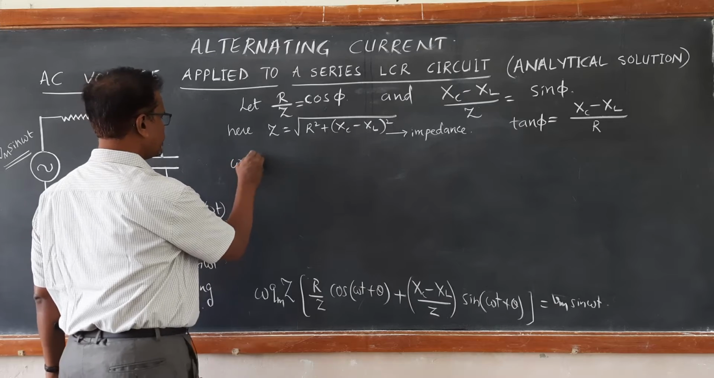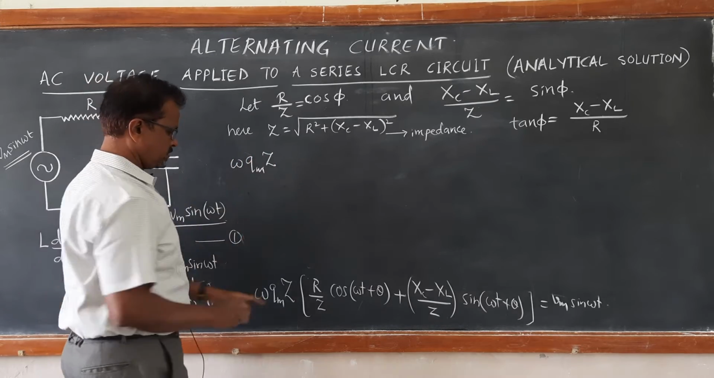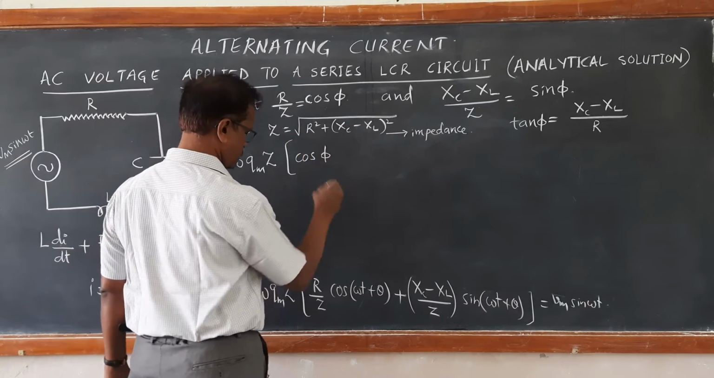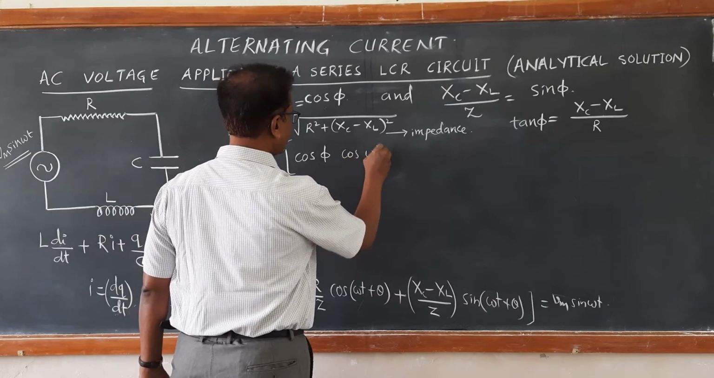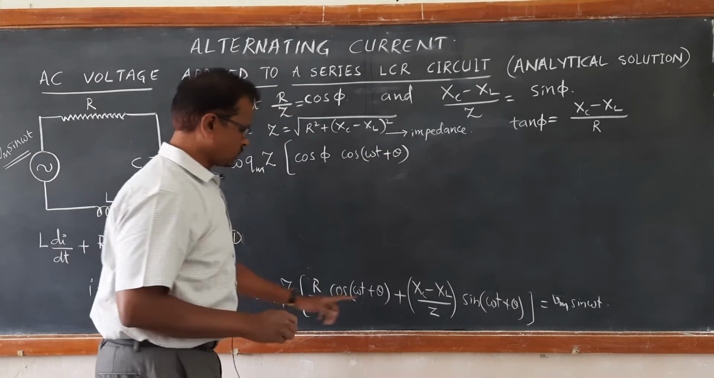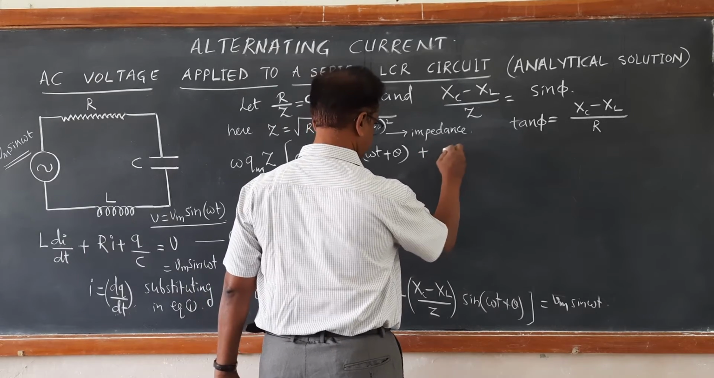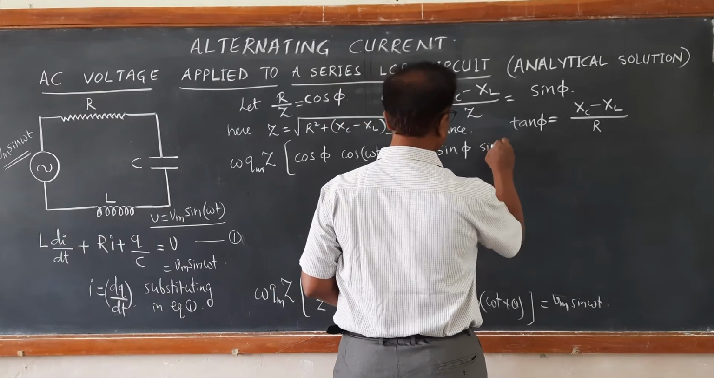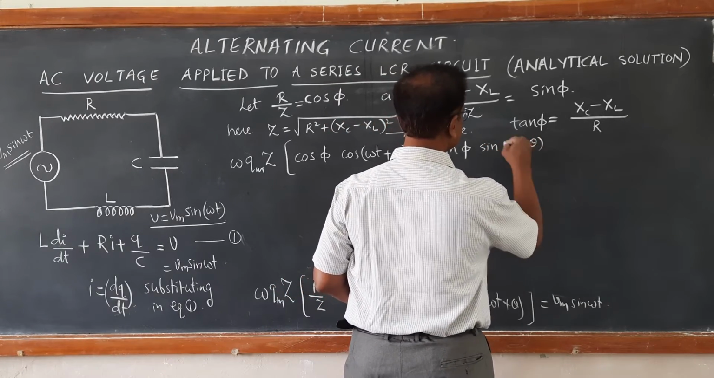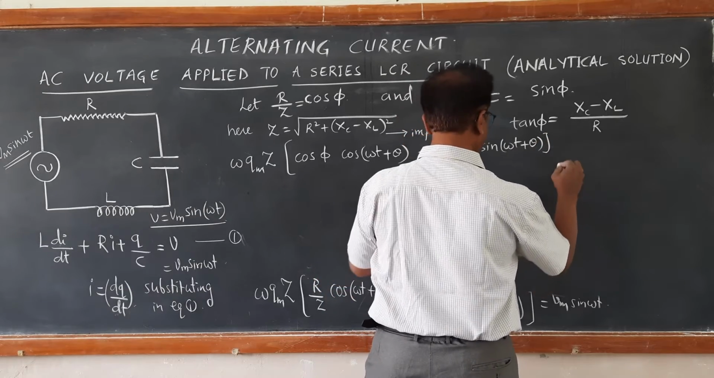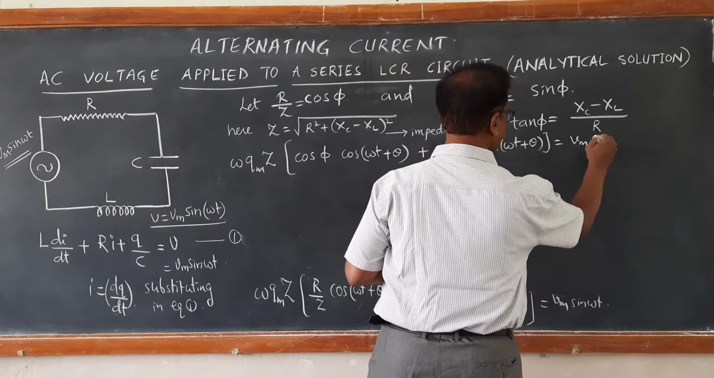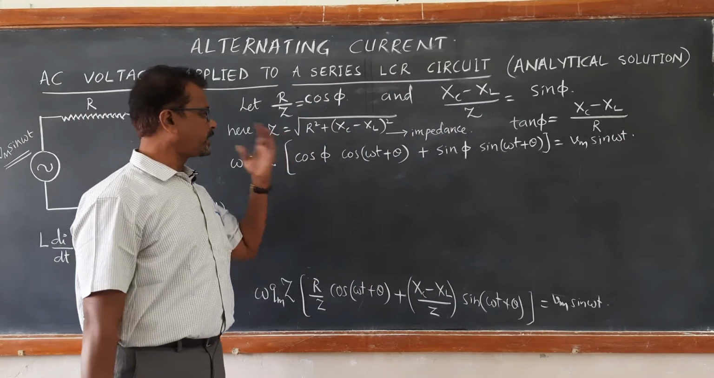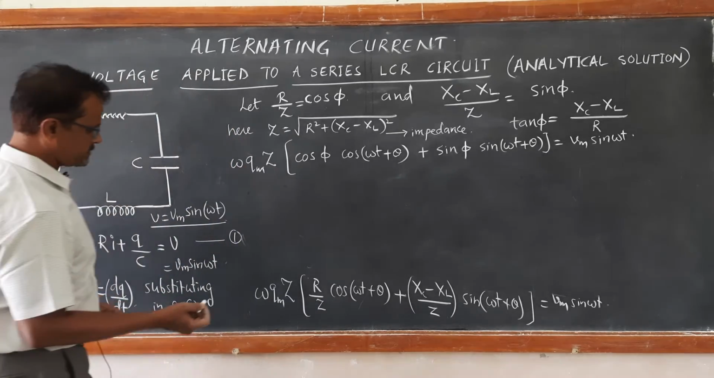Now, substituting these values in this equation, what do we get? Therefore, we get omega qm Z into R by Z, R by Z we have assumed cos phi, into cos(omega t plus theta) plus sin phi into sin(omega t plus theta) is equal to Vm sin omega t. So this is an identity as you have learnt in the maths.